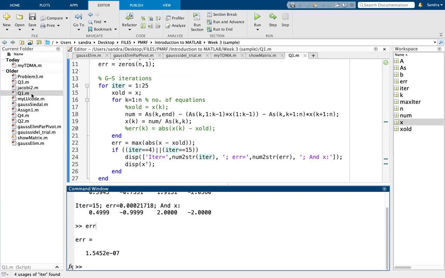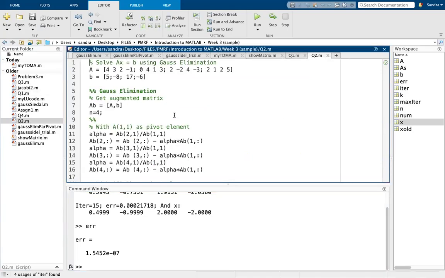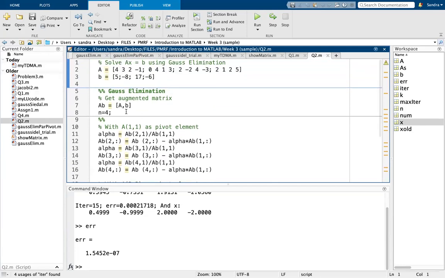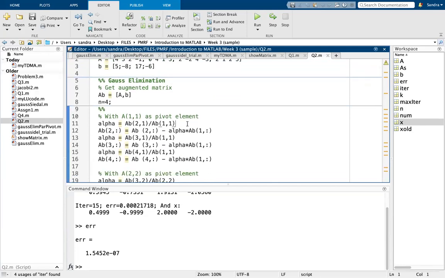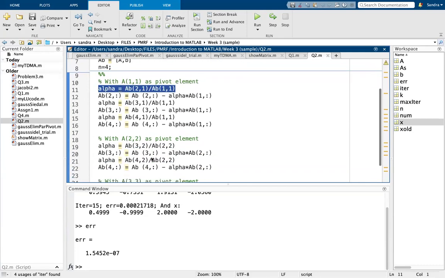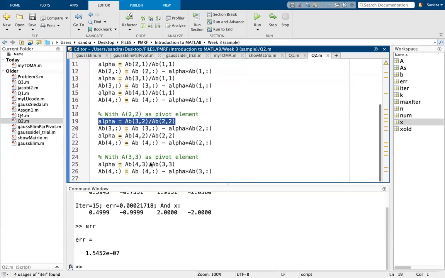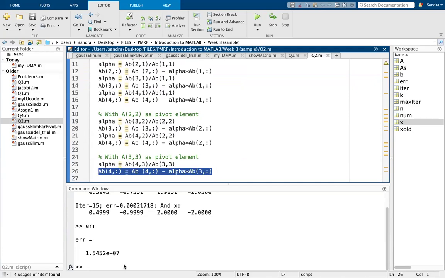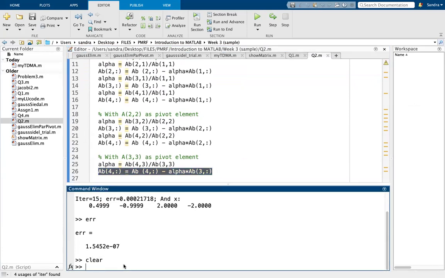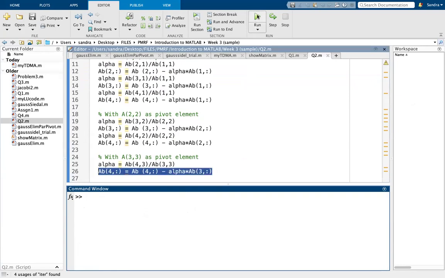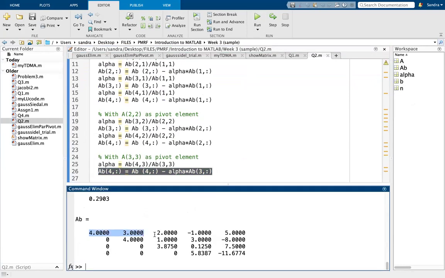This is the Gauss elimination code you have. Make the augmented matrix, find the pivot element, find alpha. Using alpha, you make the other element 0. Take the second pivot element, find alpha, make other element 0. Next pivot element, find alpha, make the other element 0. Okay. Running this, you'll be getting final AB to be like this. The question is, you need to enter what these entries are.